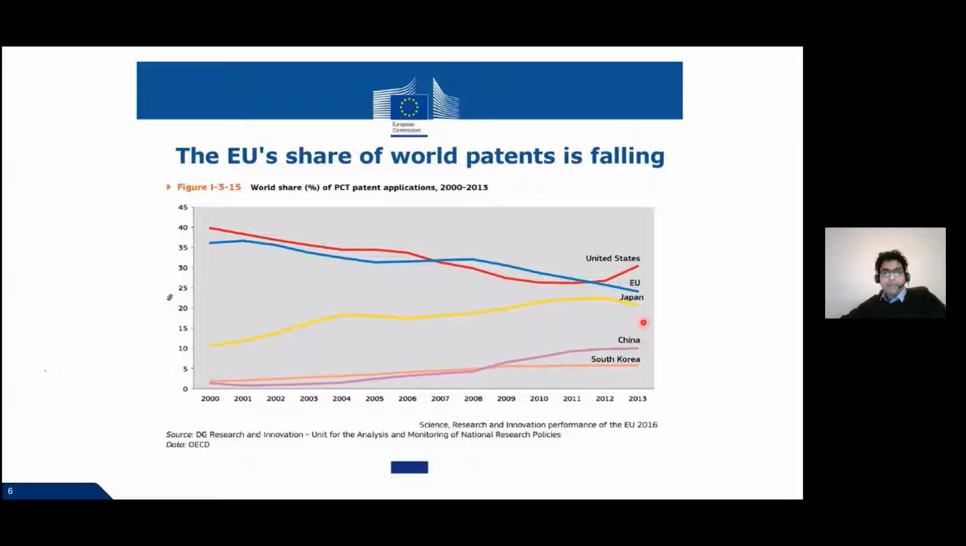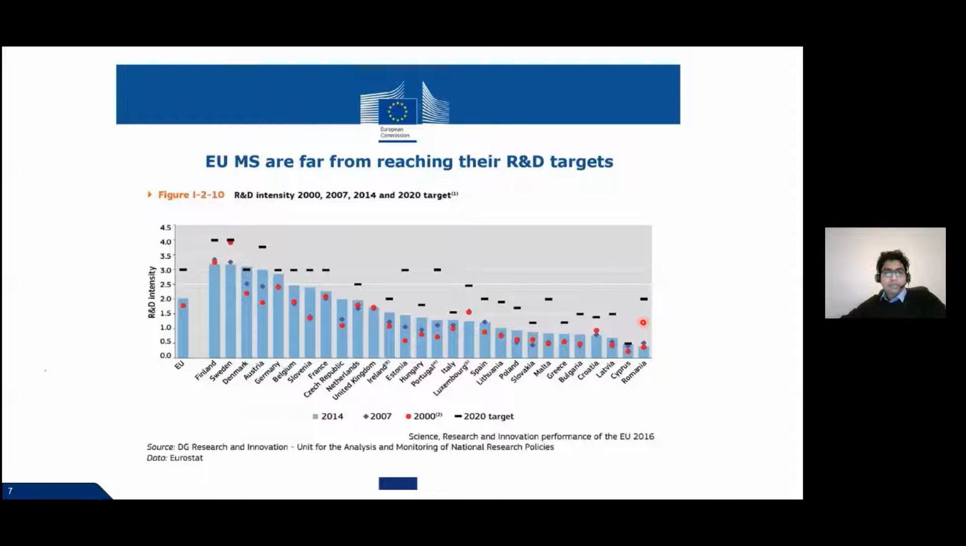So the European Union at the time thought, okay, this is not a good situation, and we should invest more money into research. Although the patents and the funding were really going down, the quality of the research was the highest. So these are the different countries in the European Union, and as you can see, almost all of them reach their R&D target.